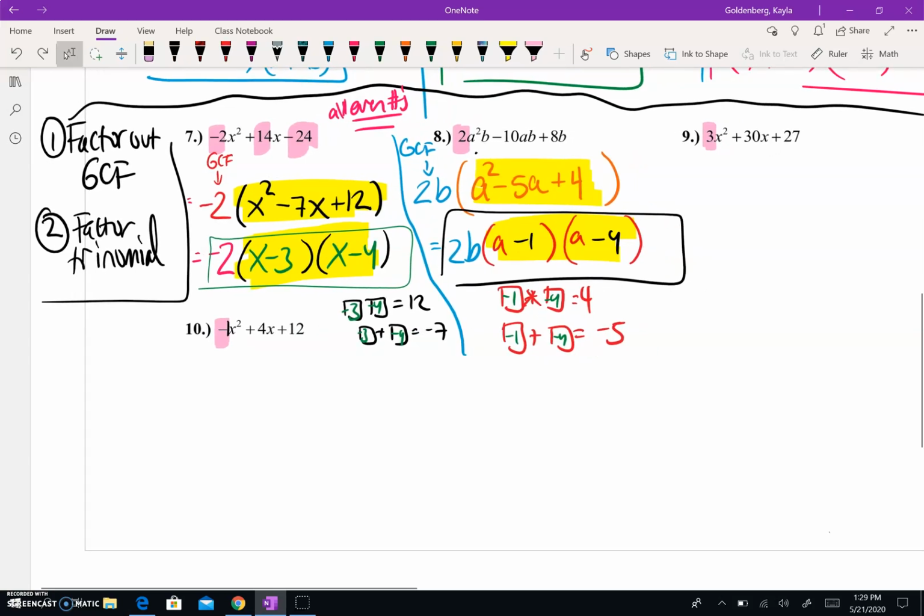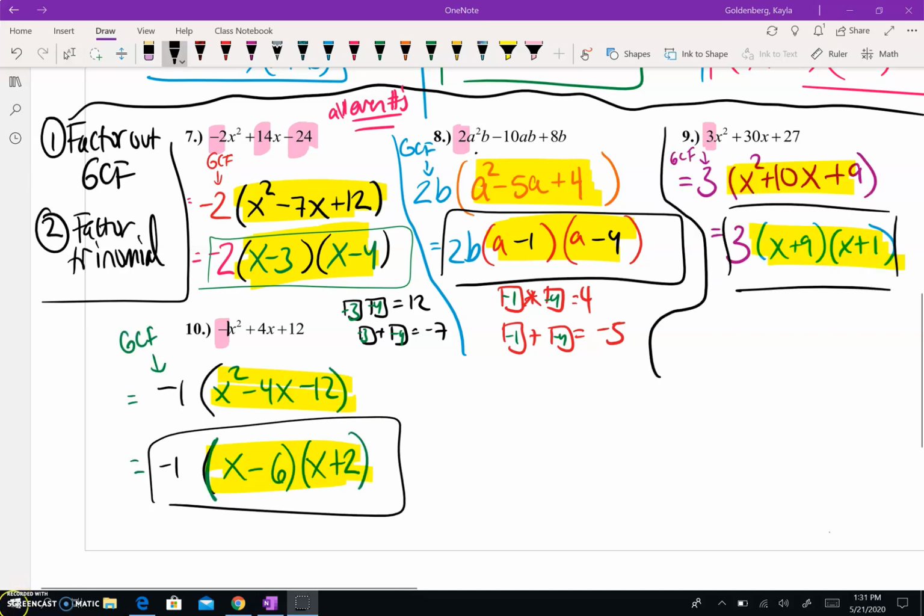Okay, now I want you guys to try number 9 and number 10 for extra practice. I'm going to pause the video and work it out. I want you to pause the video so you can try them on your own before checking your answer.